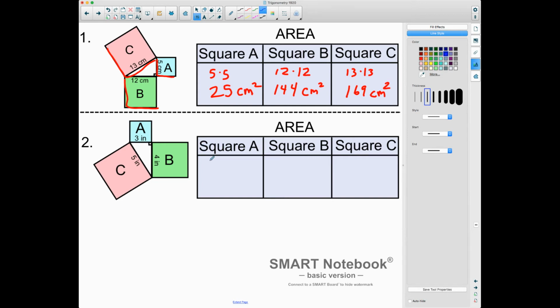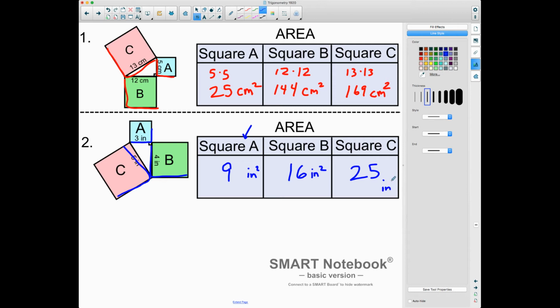Be patient. All right. So square A, same down here. We'll do 3 times 3. So that gives me 9. For square B is a 4 by 4. So it's 16. And square C is a 5 by 5, which is 25. And these, of course, are all square units. In this case, square inches.